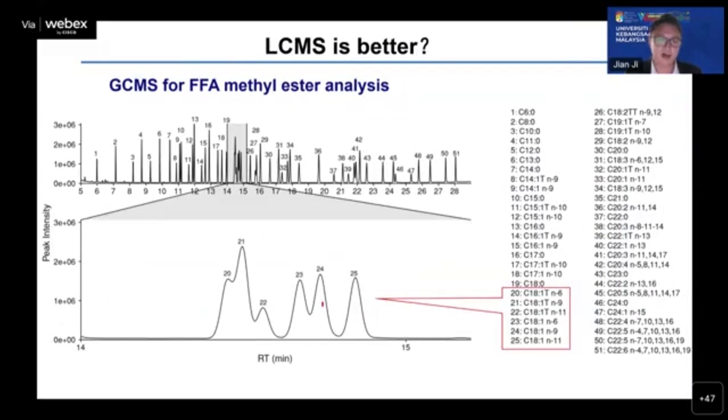Anyway, which is better, GCMS or LCMS? We cannot say, because they both have their advantages and disadvantages. In GCMS, the column is pretty long, normally longer than 30 meters, so the separation is pretty good. It can easily separate fatty acids, like the 18-carbon ones with one unsaturated carbon. These 6 isomers can be separated in GCMS, but in LCMS they cannot be separated. They are just one peak.